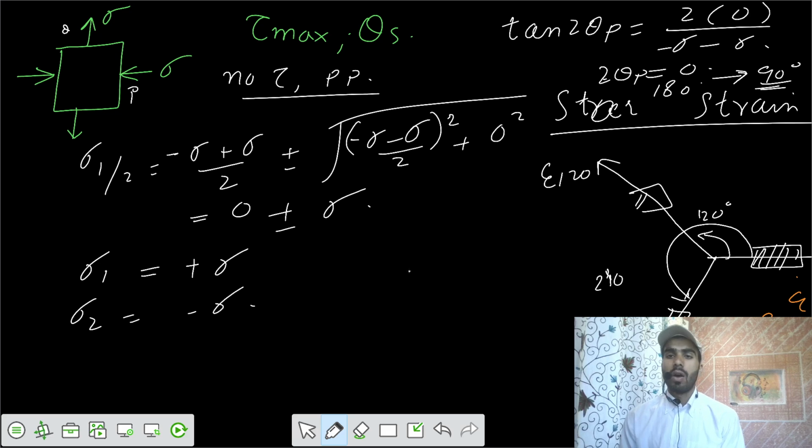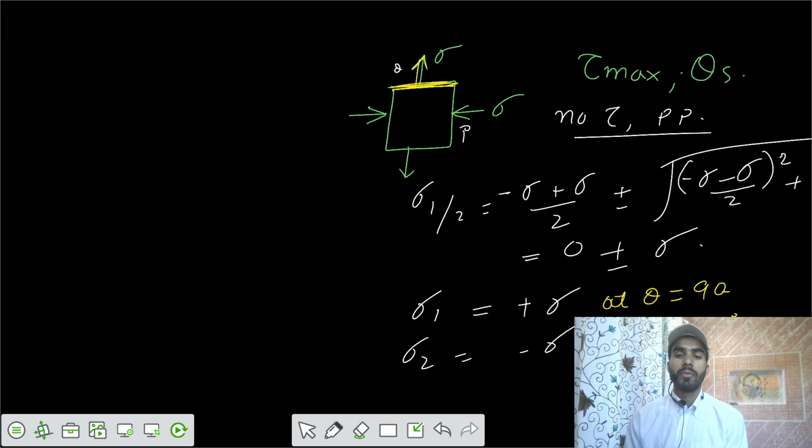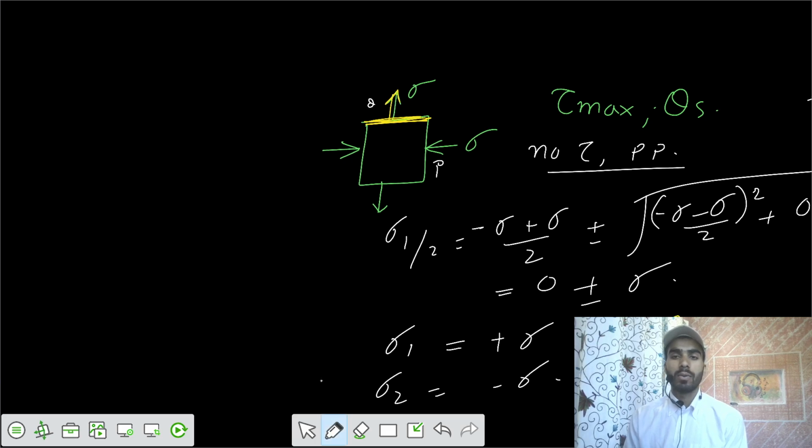Now I want to say with respect to what theta the maximum principal stress is acting. If you analyze from the problem itself, you would say that tensile stress is acting on the Q plane. That means it's making an angle of 90 degrees. So sigma 1 is plus sigma at theta equals 90 degrees, and this one is minus sigma at theta equals 0 degrees. This is not the main concern in this problem. We deal mostly with tau max. Let's calculate the tau max.